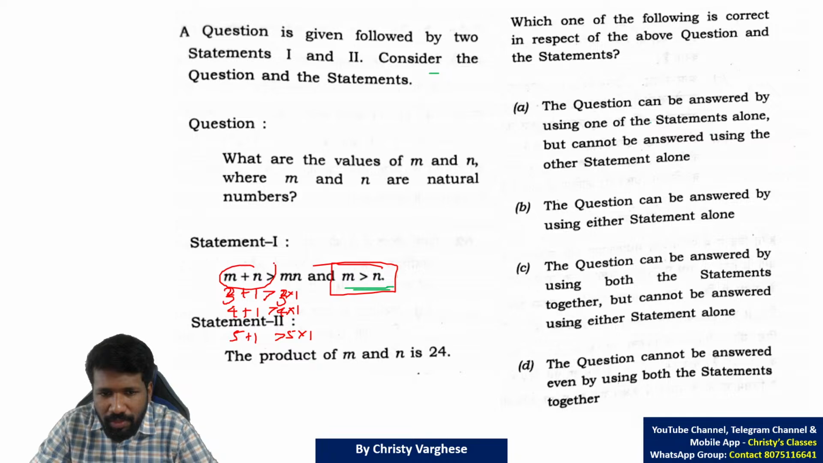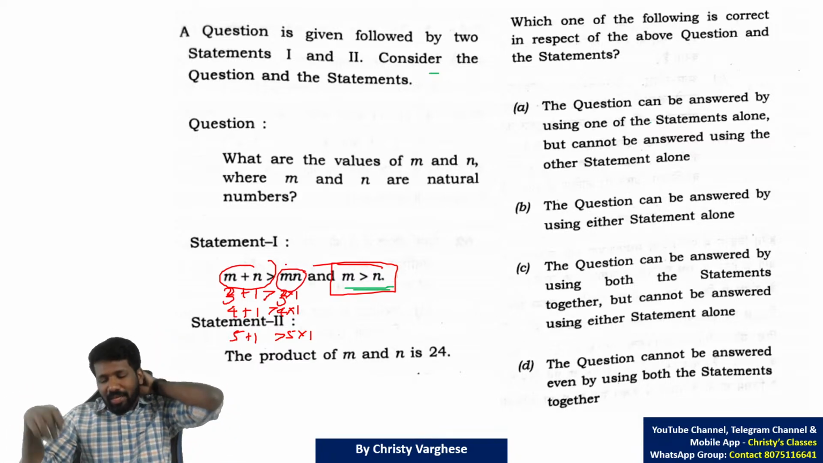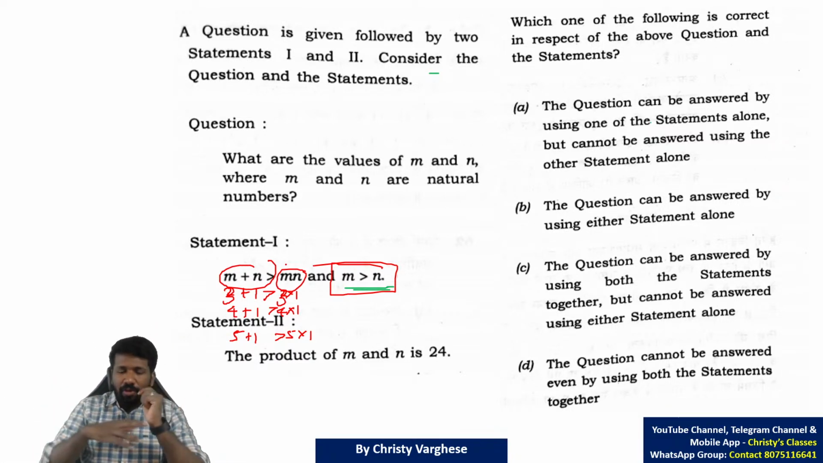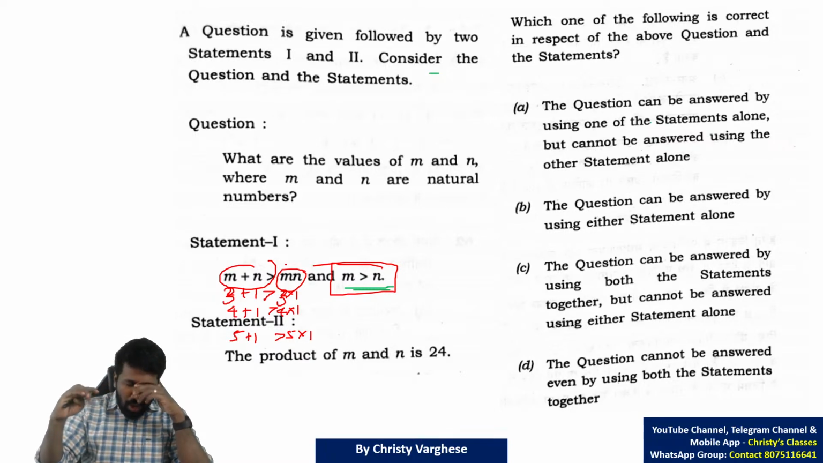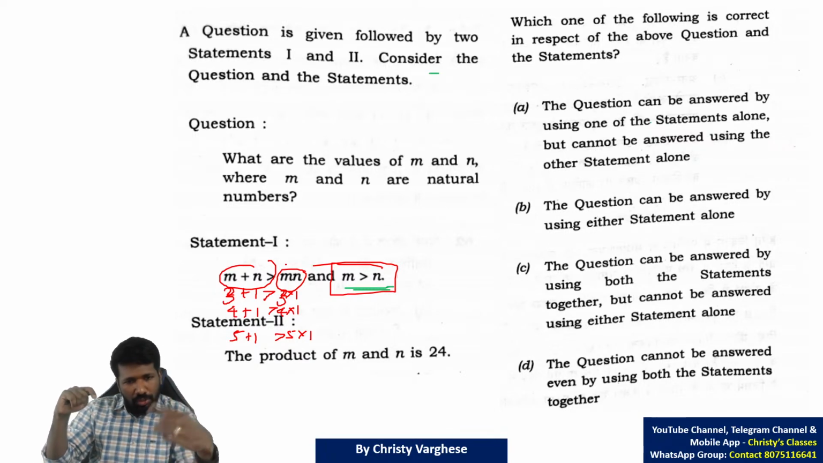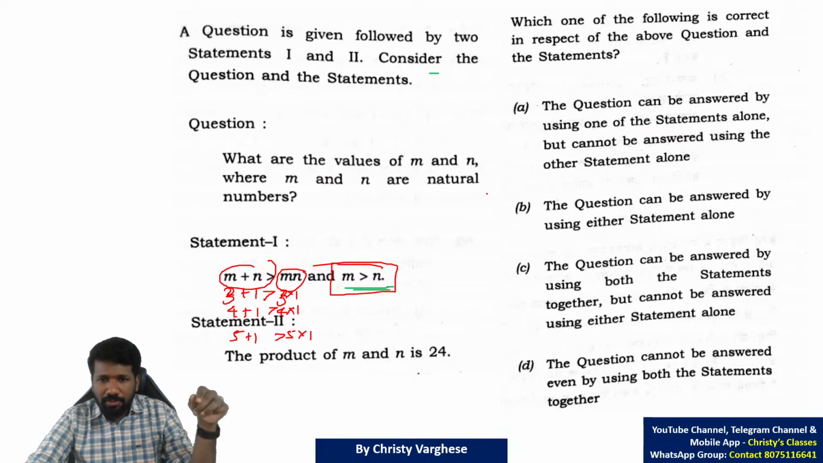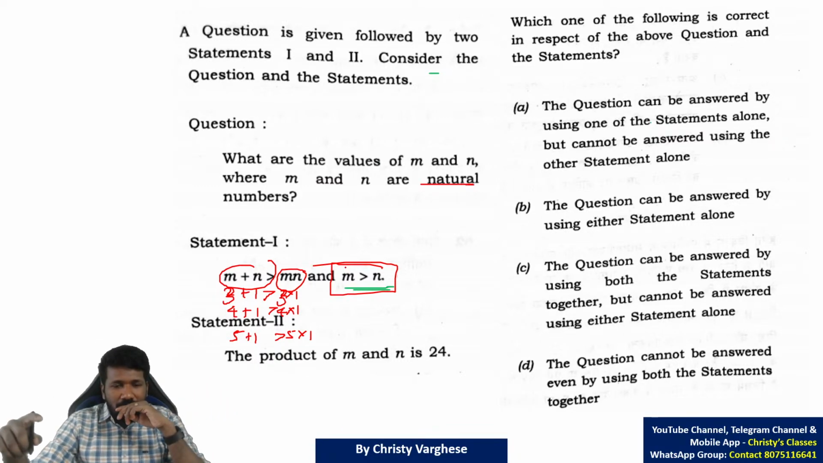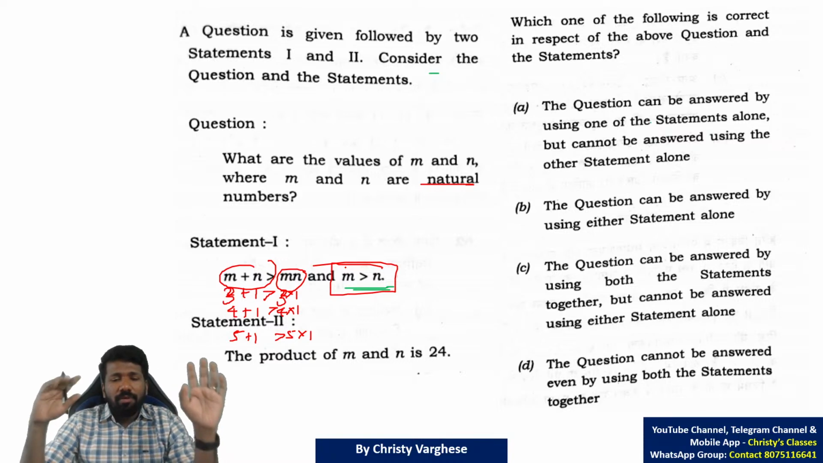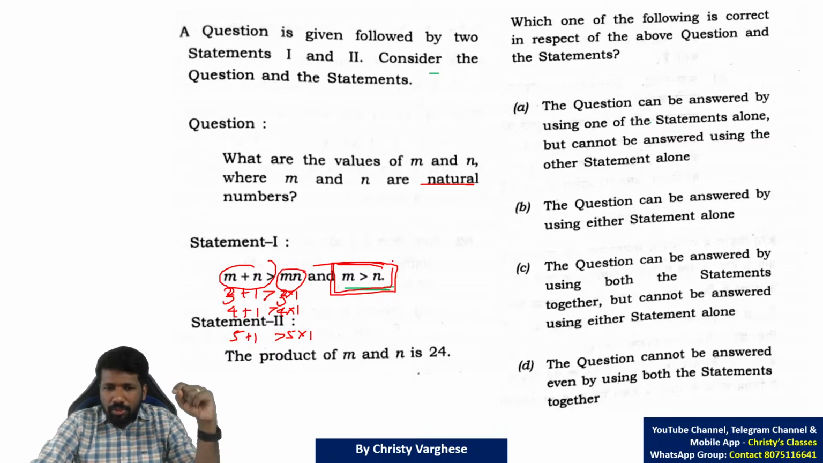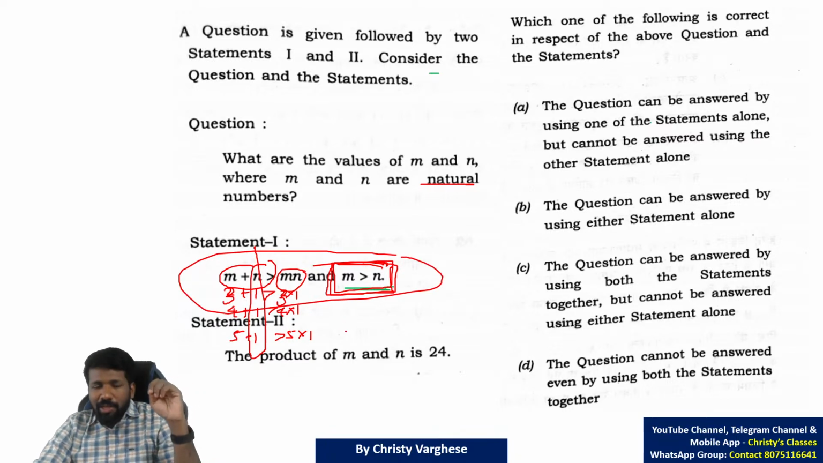And the sum of the numbers. Product normally is greater. That is the normal idea. When you multiply two numbers, the product is normally greater than the sum, unless one number is 1. Or 0 is also possible, but natural numbers mean 0 cannot be considered. So at least one of m or n should be 1. But if m is 1, then n will be greater than m, which is impossible. So clearly n should be 1 for this statement to be satisfied. That is for sure.